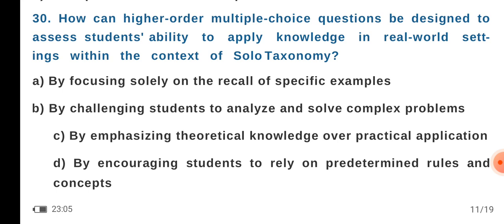So, ito yung explanation. Higher order multiple choice question designed to assess students' ability to apply knowledge in real-world settings within the context of solo taxonomy should challenge students to analyze and solve complex problem, reflecting their capacity for practical application and critical thinking in authentic context.